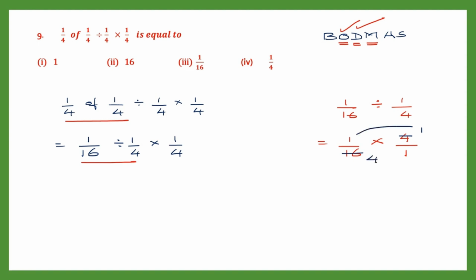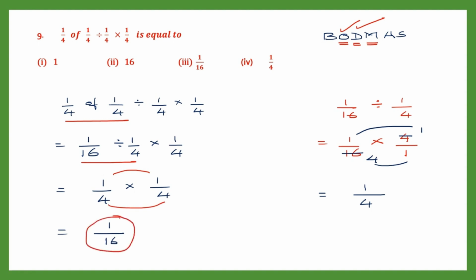Now multiply the numerators and the denominators. In the numerator, 1 ones are 1. In the denominators, 4 ones are 4. So in the place of this, we have got 1 by 4. So let's write that down. 1 by 4, and what is left? Into 1 by 4. Now there's nothing to cancel here, so we just multiply the numerators. That is 1 into 1 is 1, and we multiply the denominators. 4 into 4. 4 fours are 16. So we've got our answer as 1 by 16, and that is option 3.